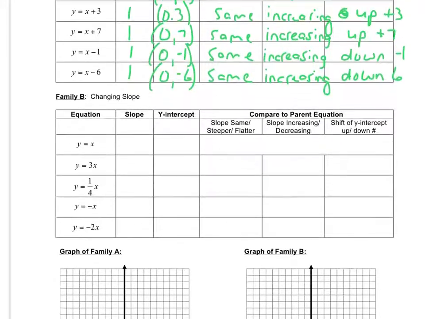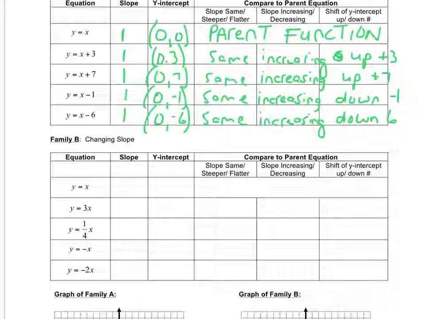Because I don't know how this will work with my worksheet. So let's do family B. I'll just use a different color. So family B, it says changing slope. That means the slope on all of these is going to be different. So first of all, I'm going to write parent function here because y equals x is the parent function.